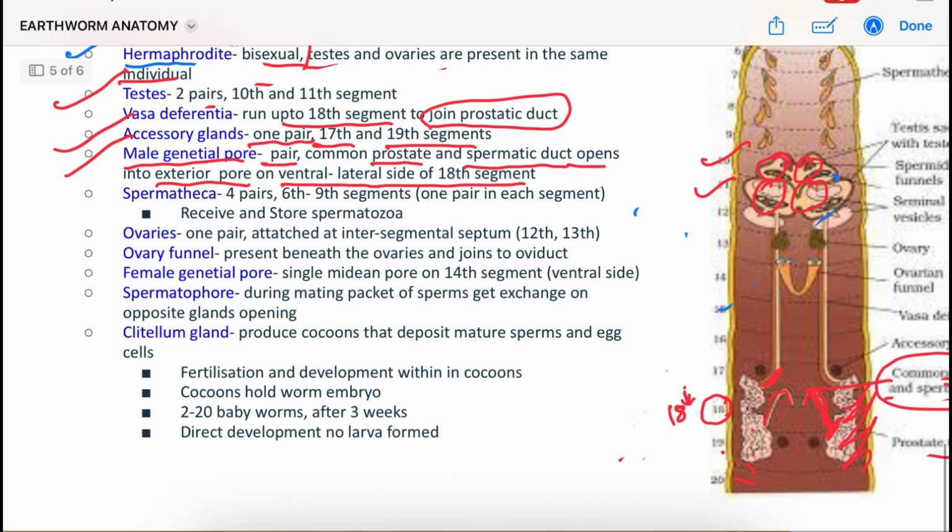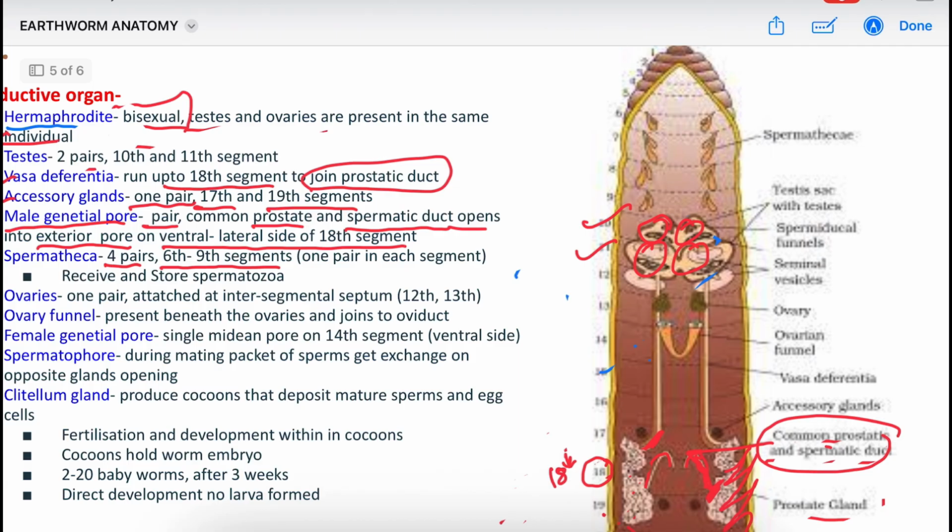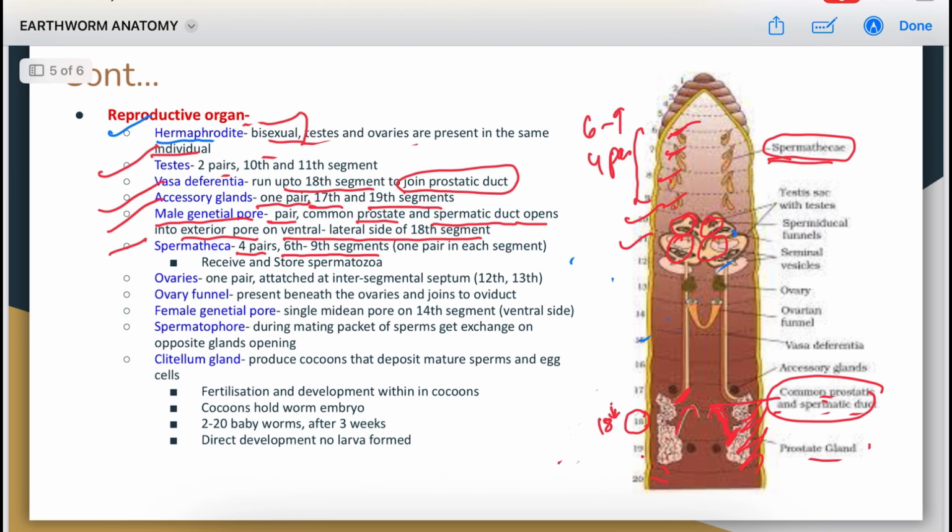Okay, next is spermatheca. There are 4 pairs, from the 6th to 9th segment: 1 pair, 2 pair, 3 pair, 4 pair. These are spermathecae in which sperms are stored, one pair in each segment from 6th to 9th. What is the function? To receive and store spermatozoa.